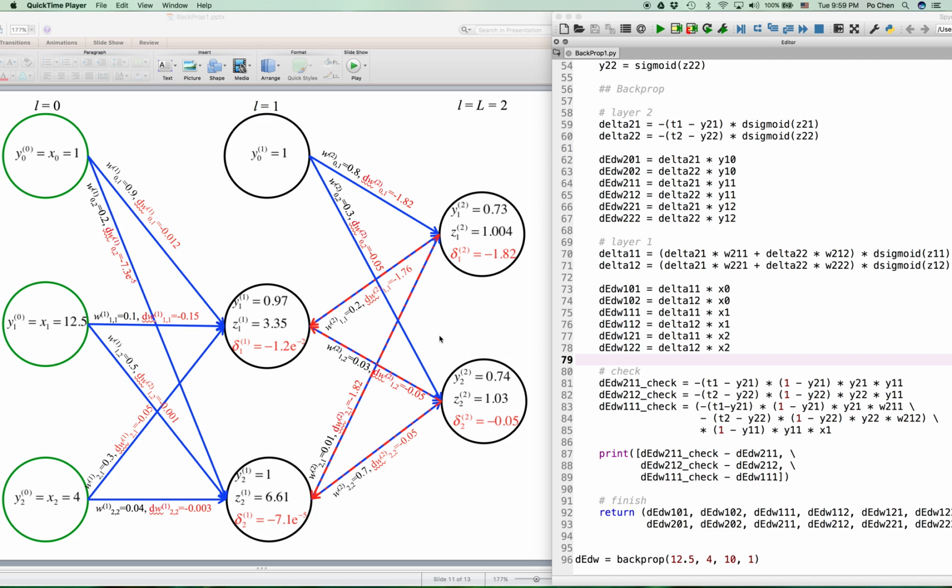The two delta values, delta 21 and delta 22, are computed from the differences between the ground truth and the neural output times the derivative of the sigmoid function evaluated at the neuron's logit, Z21 and Z22. The derivatives of the error with respect to the weights in the second layer, those dW2 terms, are all given in those red texts. Those red texts are the derivatives of the error with respect to the 6 weights in the second layer.